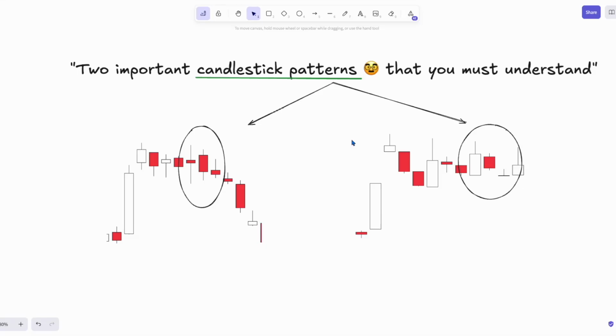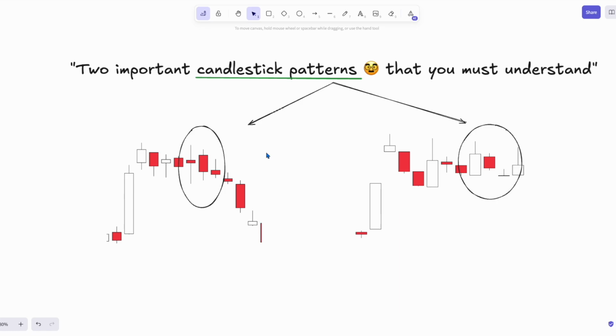In this video, we are going to learn two very important candlestick patterns which frequently form on the charts, and these are going to help you time your entries better and avoid the bad trades and take the good trades. We will understand the logic and reasoning behind this, why this happens, how it happens, and how this will help you in your trading. So let's begin.